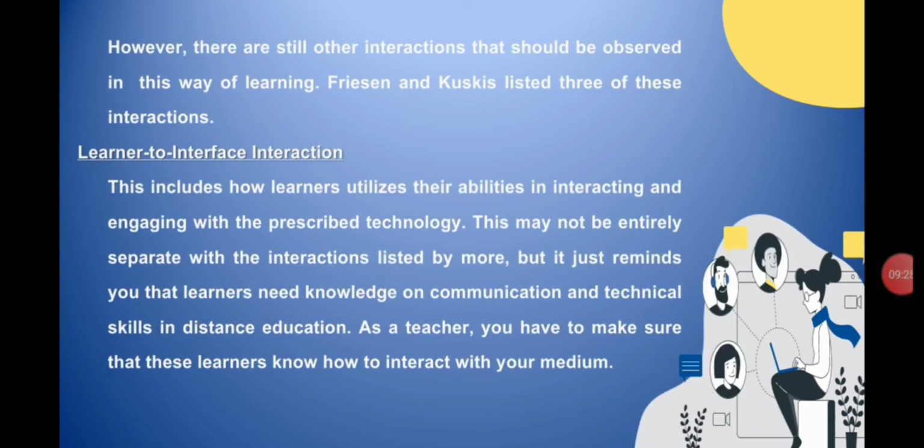However, there are still other interactions that should be observed in this way of learning. Friesen and Kuskis listed 3 of these interactions, and one of these is learner-to-interface interaction. This includes how learners utilize their abilities in interacting and engaging with a prescribed technology. And this may not be entirely separate from the interaction listed by Moore. But it just reminds you that the learners need knowledge on communication and technical skills in distance education.